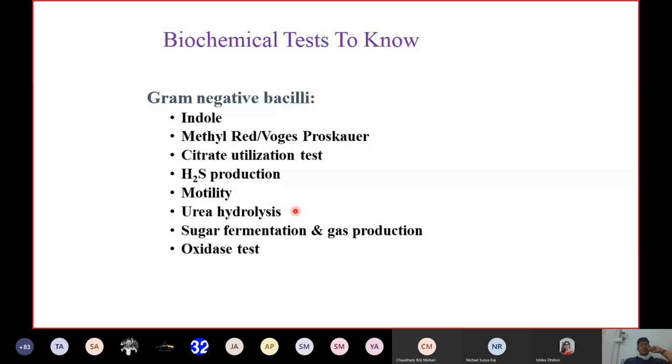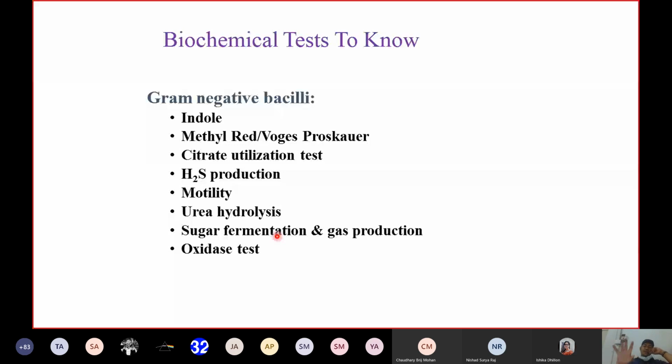Sugar fermentation or gas production test. Here we are using different sets of sugar. That could be glucose, lactose, sucrose, or more sugars, to see whether they are able to ferment or oxidatively utilize the sugars. That test we can do. And after fermentation, whether they are able to produce gas or not, that test we do. And the oxidase test. These all tests we do, and you have to understand them in the laboratory. And in the coming class we'll be talking in detail about all these tests.